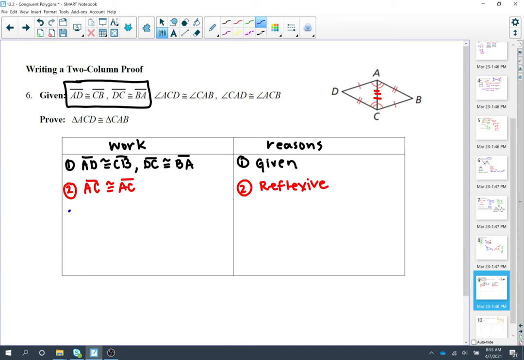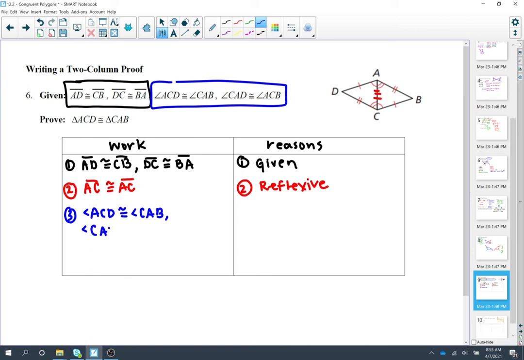So step 3, I'm going to go back to my given, and I'm going to start looking at the angles. So angle ACD is congruent to angle CAB, and then I can also say angle CAD is congruent to angle ACB. And once again, that's from my given.